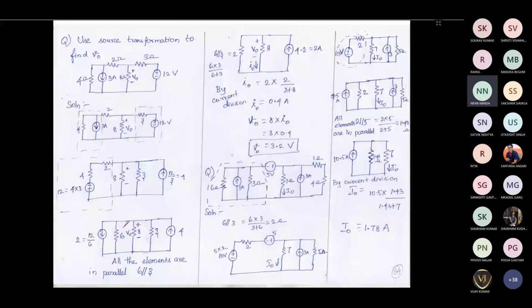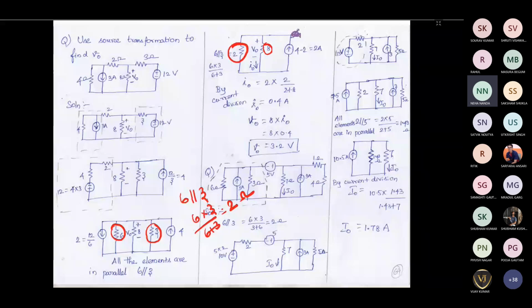Then these 3 ohm resistor and this 6 ohm resistor are in parallel. You find the equivalent of this 6 parallel to 3. That is nothing but 6 into 3 divided by 6 plus 3. You will get 2 ohm. So that is written here, that is 2 ohm. Then this is the 8 ohm resistor.